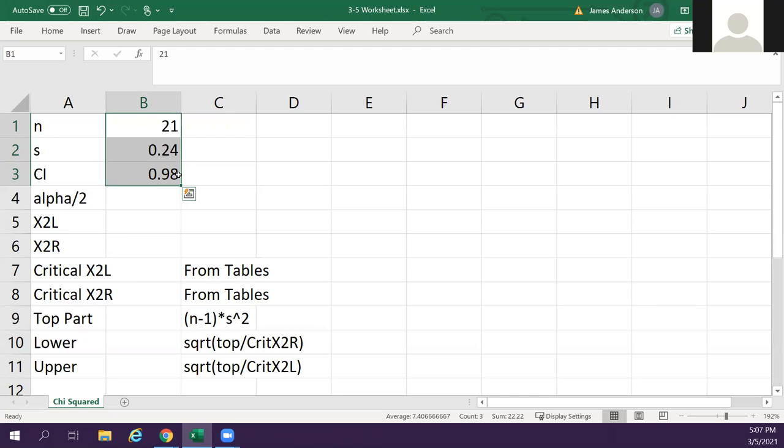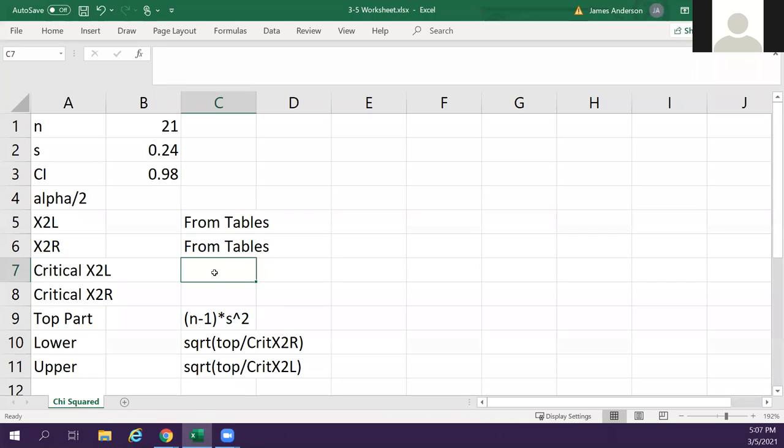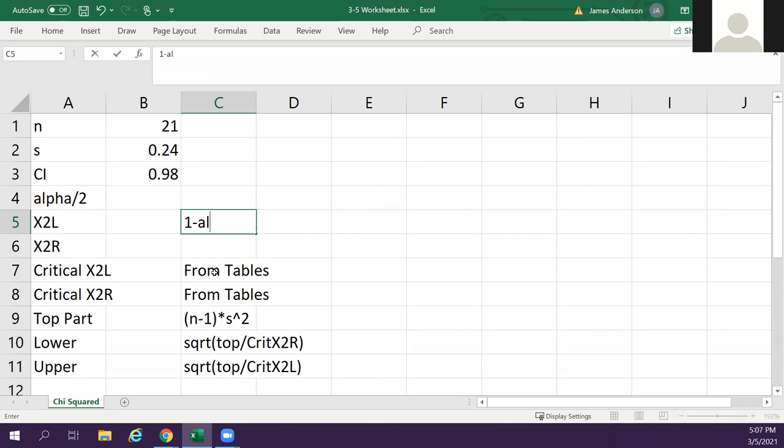Sorry, these are one down. These actually come from tables. This is calculated from, these are from tables. These come from 1 minus alpha divided by 2, and this would be alpha divided by 2. Where those come from: alpha divided by 2 is going to be equal to 1 minus my confidence interval.